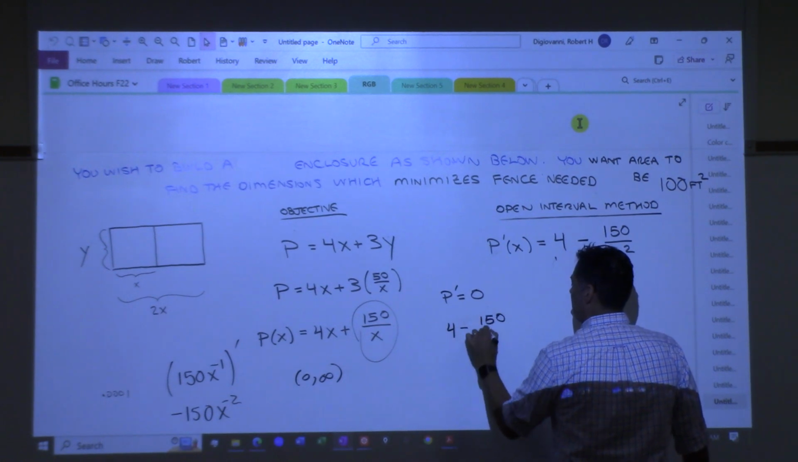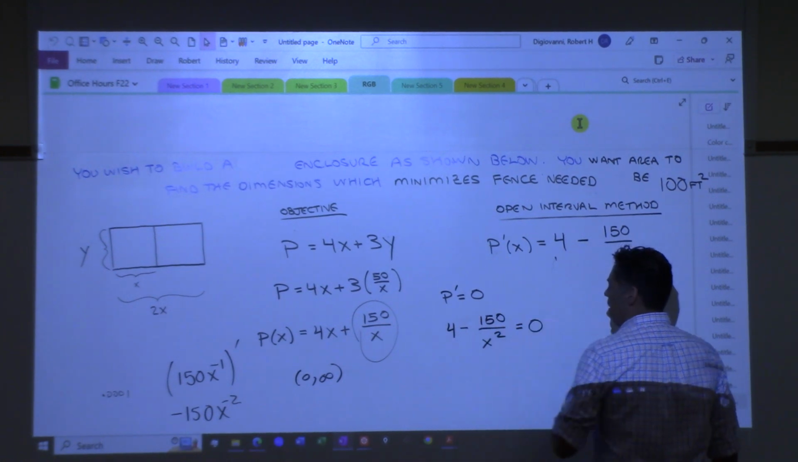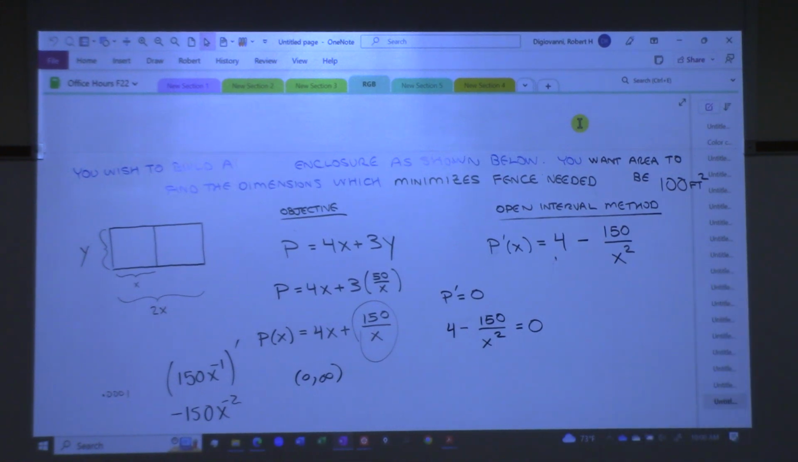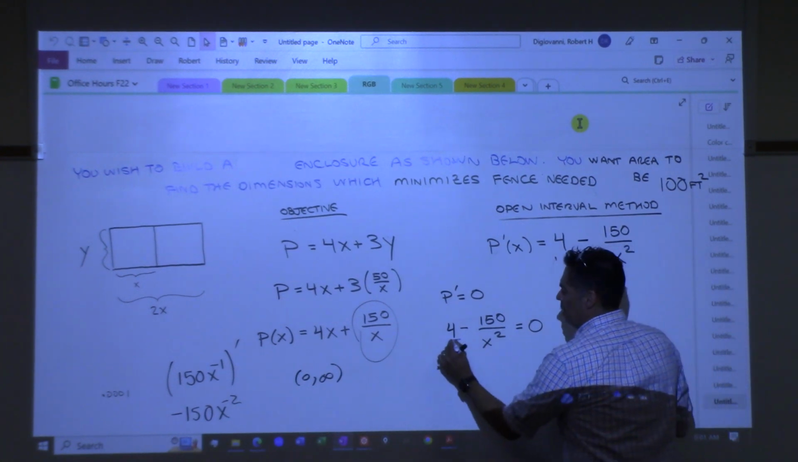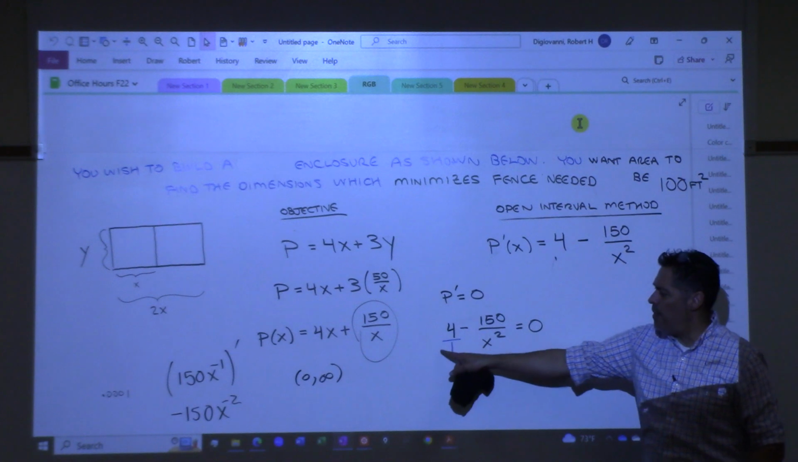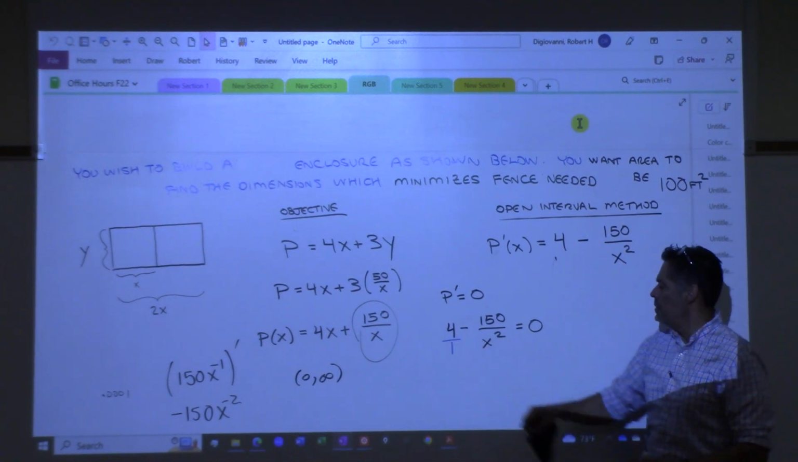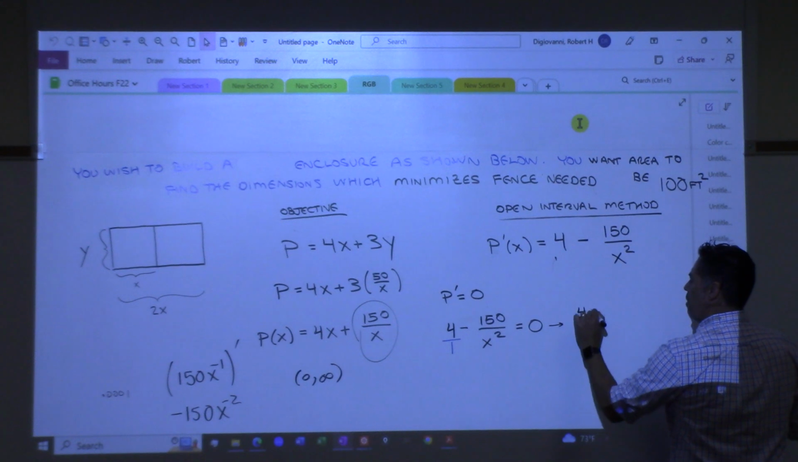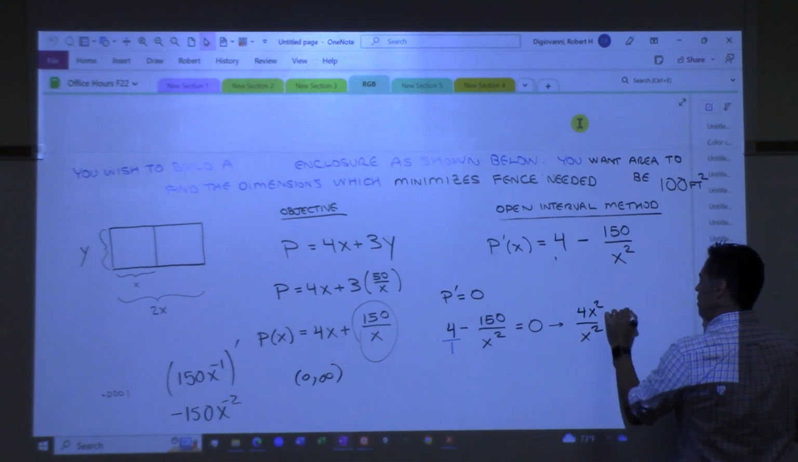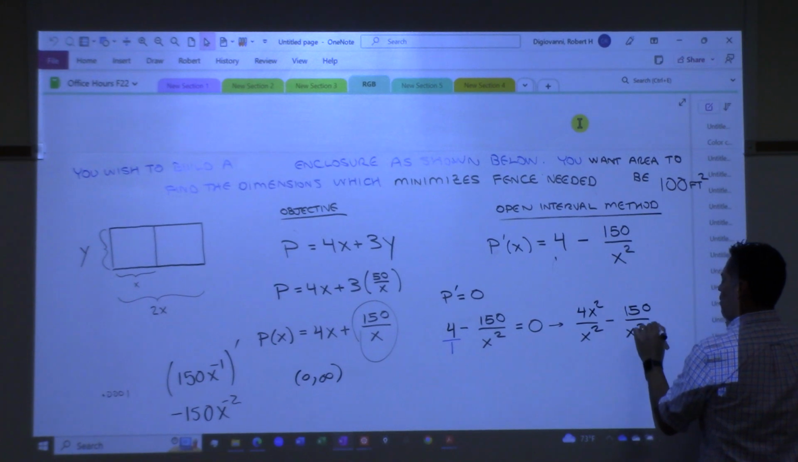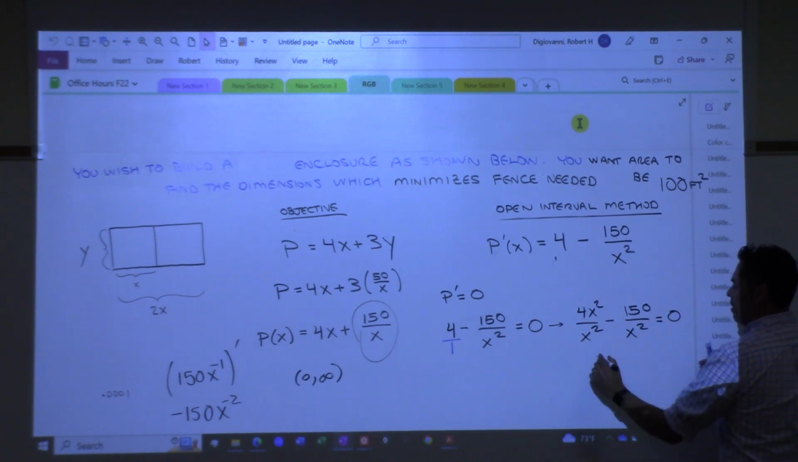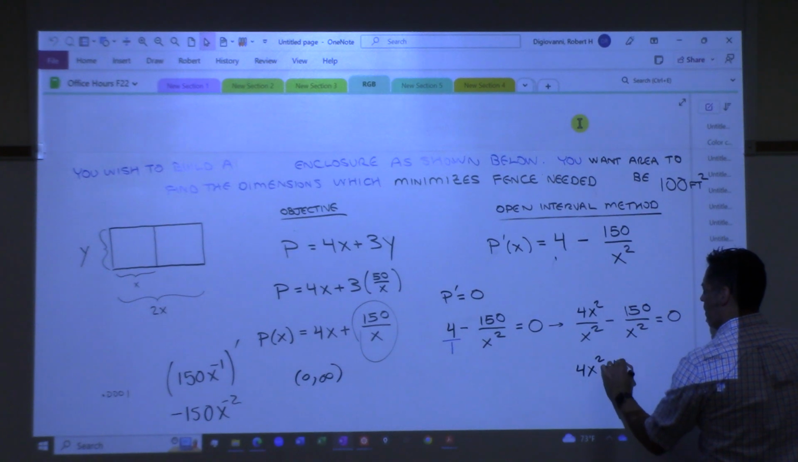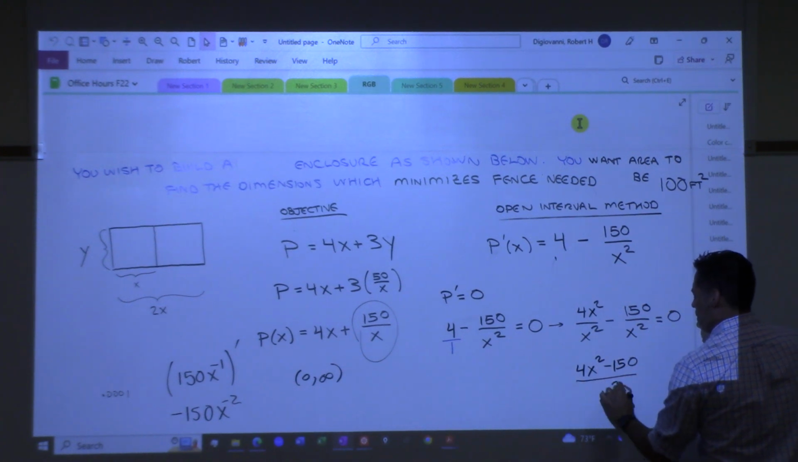All right, set this equal to 0. How do we set that equal to 0? What's been our kind of plan of attack on things like that? Common denominator. You could also move the negative to the other side. I'm going to do common denominator because that's kind of the theme I've been using. I look at that as 4 over 1, and then I multiply the top and bottom by x squared, right? So this becomes 4x squared over x squared minus 150 over x squared equals 0. Now that they have the same denominator, put them together. 4x squared minus 150 over x squared equals 0.